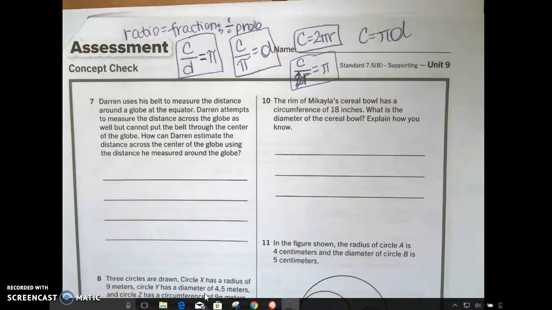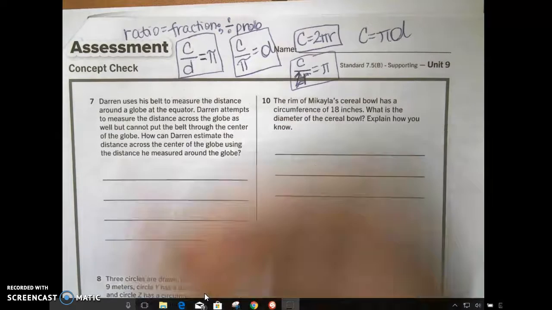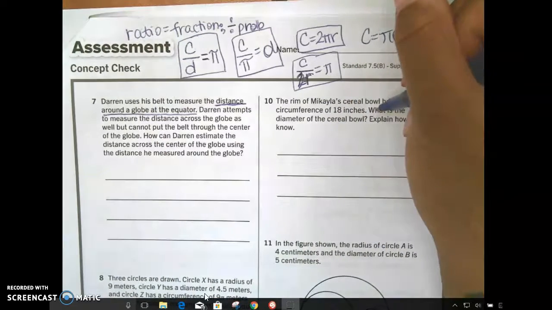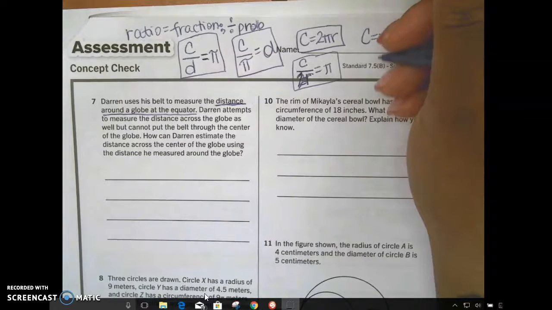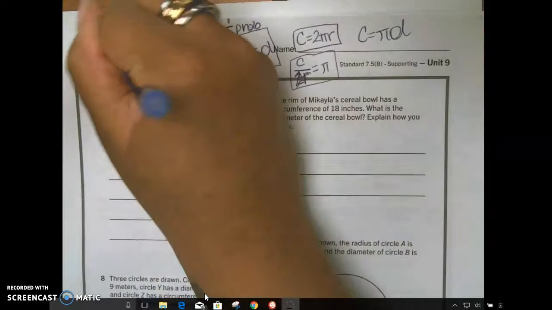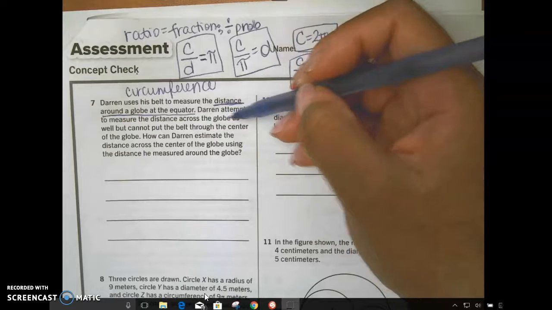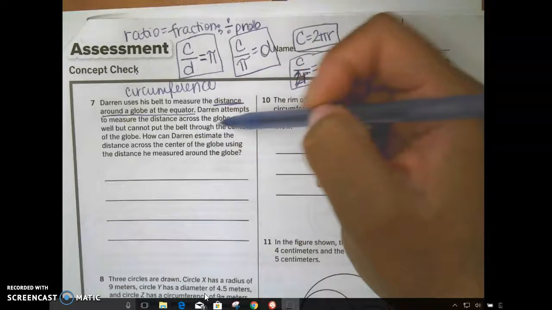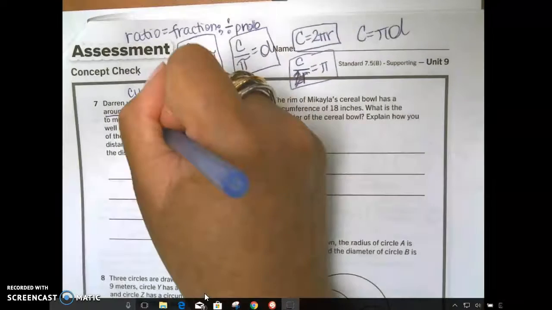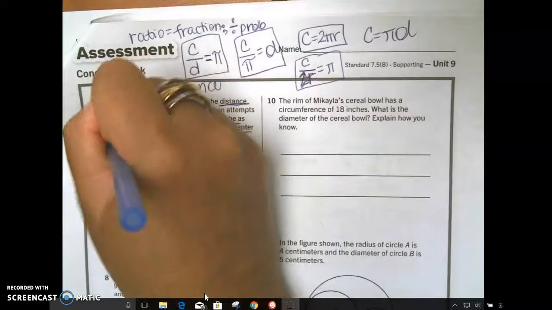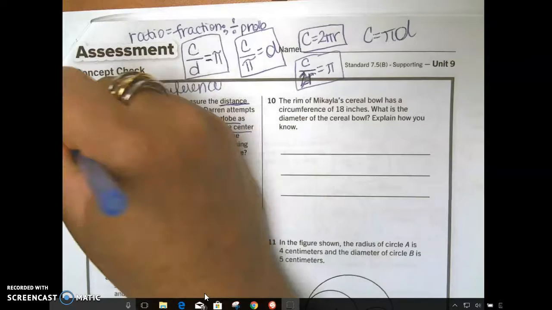Darren uses his belt to measure the distance around a globe at the equator. The distance around a globe at the equator. What measurement would they be talking about? Circumference. Darren attempts to measure the distance across the globe as well, but cannot put the belt through the center of the globe. So if he's going across and through the center, what would that be? Diameter. He's going all the way across.